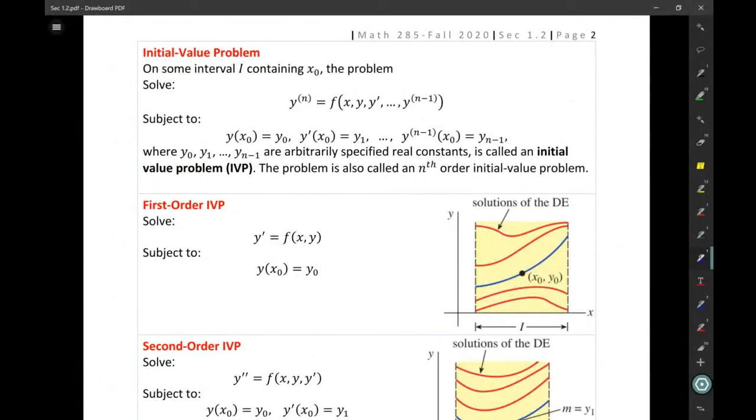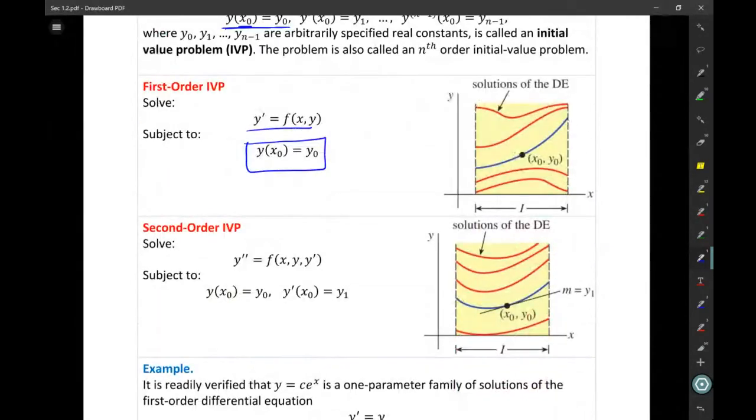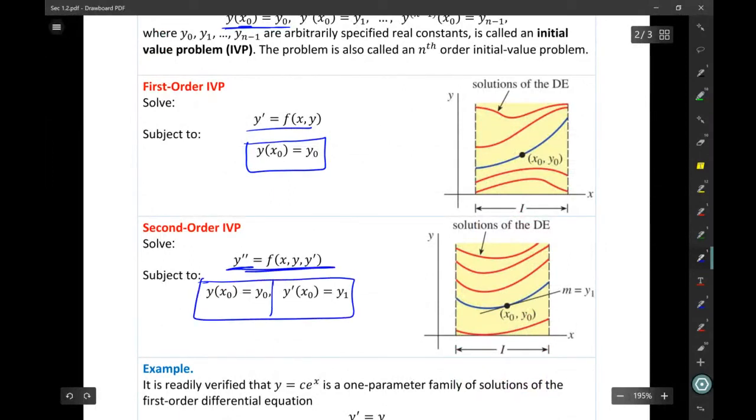A condition about an initial point, which is x naught. If the differential equation is of the first order, then you should have one condition. If the differential equation is of the second order, you will have two different conditions. Those conditions are called initial conditions. The differential equation with the initial conditions, all of them together, is called an initial value problem.